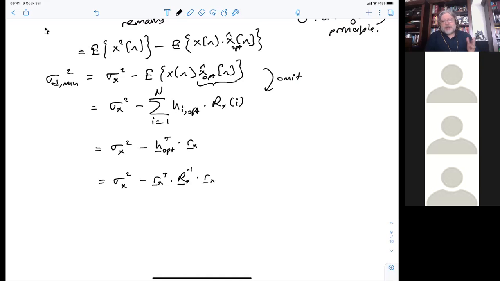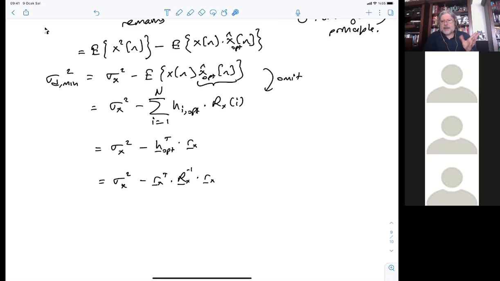Now, as you see, this thing is subtracting something from sigma x squared, and that something, is it positive? If it is positive, then it means this prediction error energy is less than the signal energy. And that's the whole point. We are trying to reduce the energy. And is this thing therefore positive because we are subtracting that? And the answer is a clear yes.